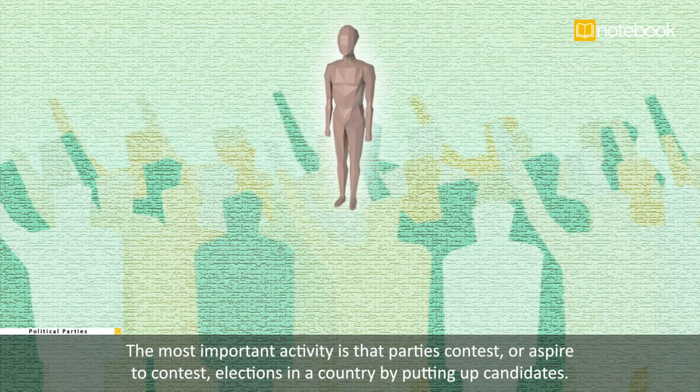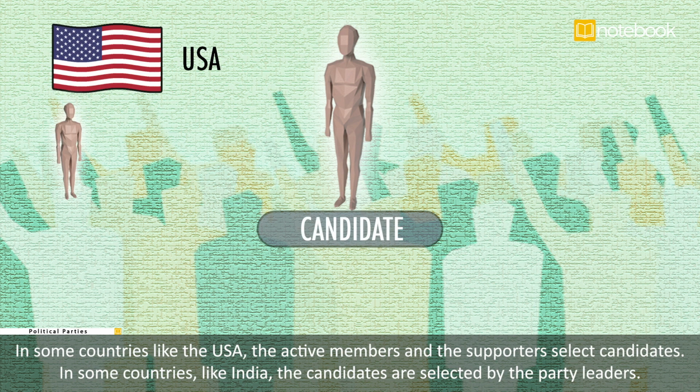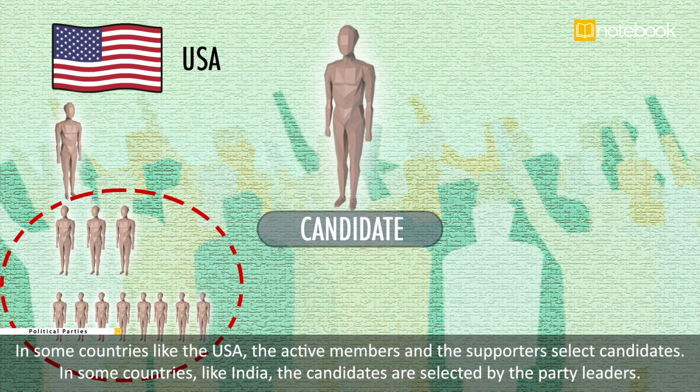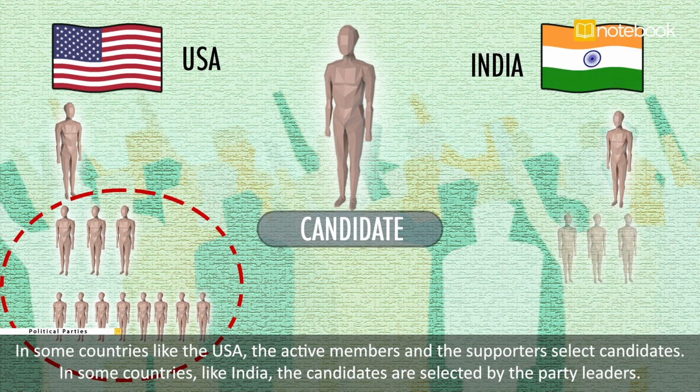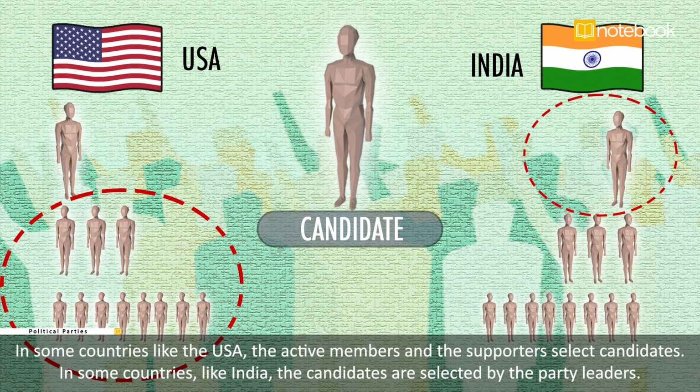The most important activity is that parties contest or aspire to contest elections in a country by putting up candidates. In some countries like the USA, the active members and the supporters select candidates. In some countries like India, the candidates are selected by the party leaders.